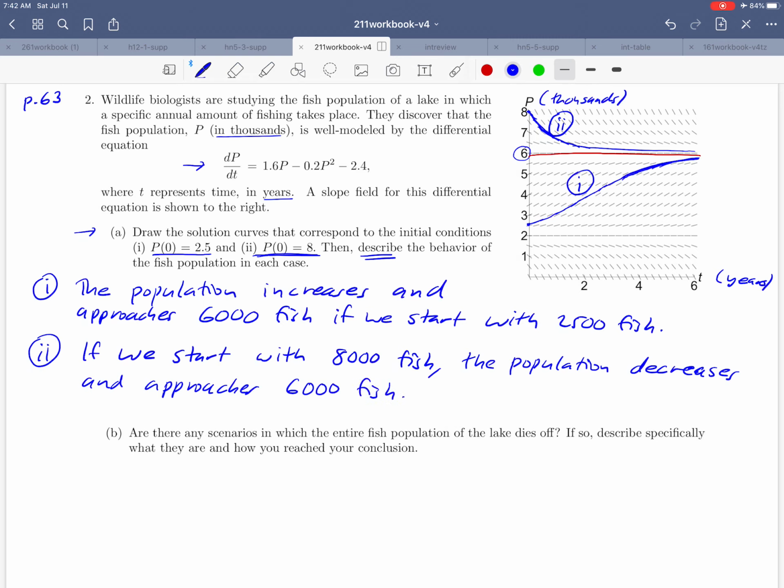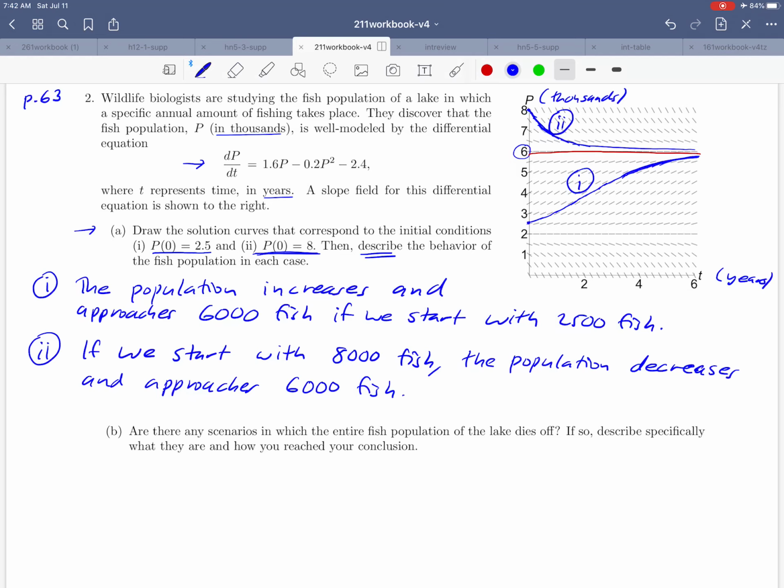You can maybe think of it this way for statement number 2: 8,000 is maybe too big of a population for our lake. It can't support 8,000 fish, and so the population will start to decrease and level off at 6,000 fish. So I think we've answered part A. Let's move on to part B. This is an interesting question.